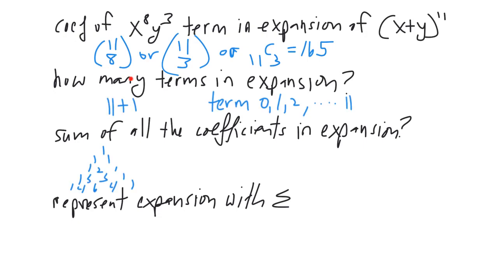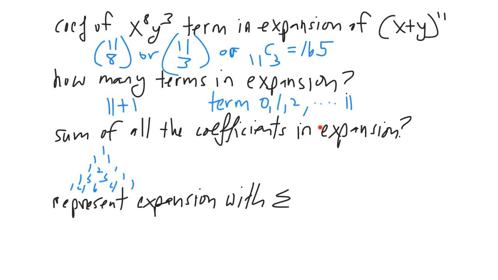As far as how many terms would be in the entire expansion, we saw that we start at term 0 and go all the way up to term 11. So there's 1 extra term beyond the exponent, so there would be 12 terms in the expansion.